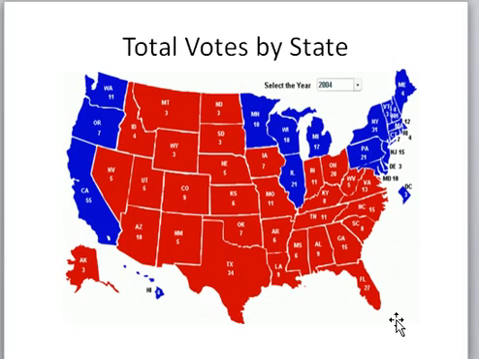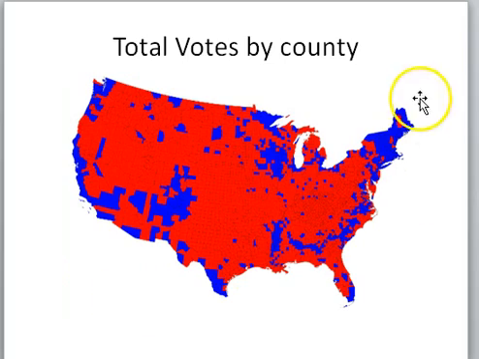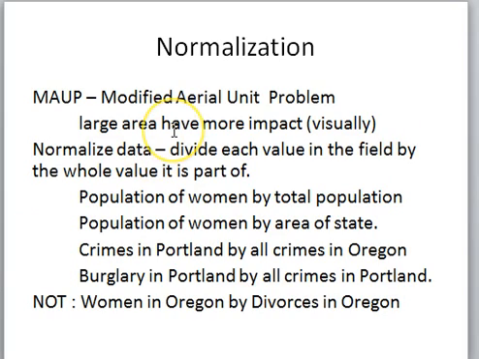And people said, well, wait a minute, let's look at it by county. This doesn't show as well as it does on the screen, sorry about that, but even when you look at it by county, you get predominantly a red country. So one of the things to think about is the idea of normalizing data. And this will often fix that modifiable areal unit problem, not always, but sometimes.